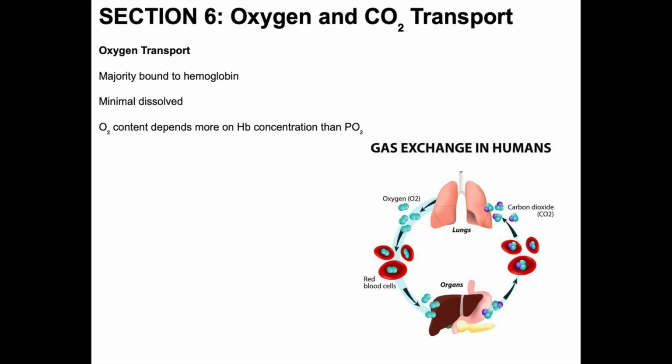Okay, so this is why carbon monoxide poisoning is actually quite dangerous. It reduces the availability of binding sites without necessarily changing PO2. So always distinguish between partial pressure and oxygen content.